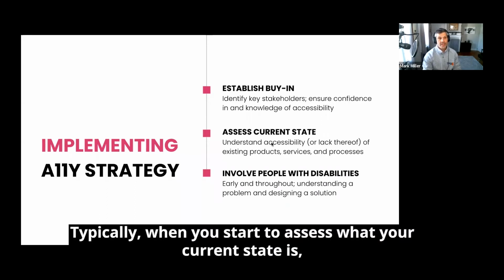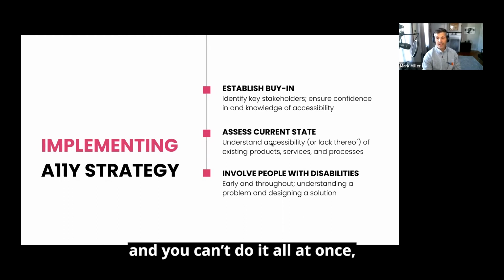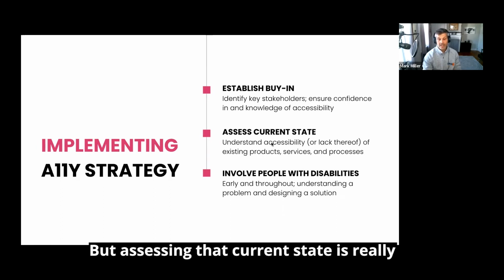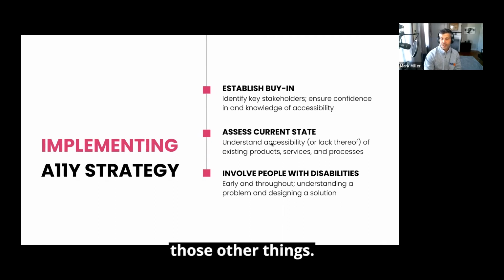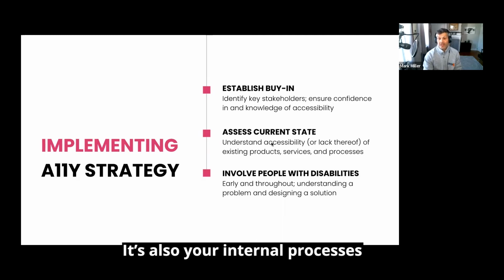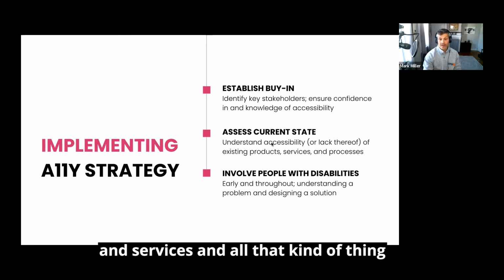Typically, when you start to assess what your current state is, you find that there's a lot of work to do and you can't do it all at once, right? So you start to think about things like priorities, but assessing that current state is really the first step to being able to understand those other things. And it's not just limited to the product, right? It's also your internal processes and services and all that kind of thing that overall support accessibility.